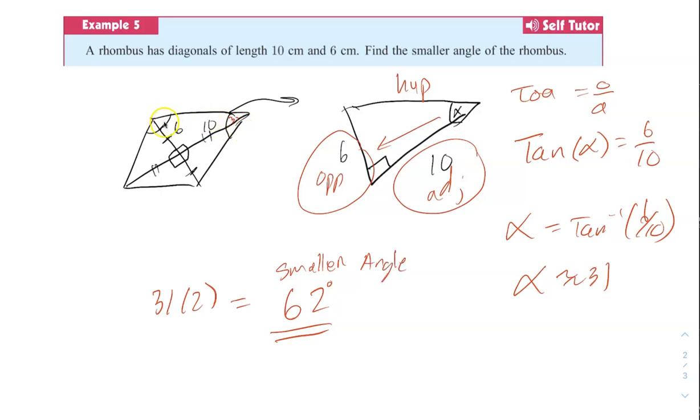By the way, if I want to find the larger angle, since I know that's 31 and this is a triangle, I could just do 180. So if I was trying to find that, I could just do 180 minus 31 minus 90. And I get like 59. And I can times that by 2 to get the bigger angle.